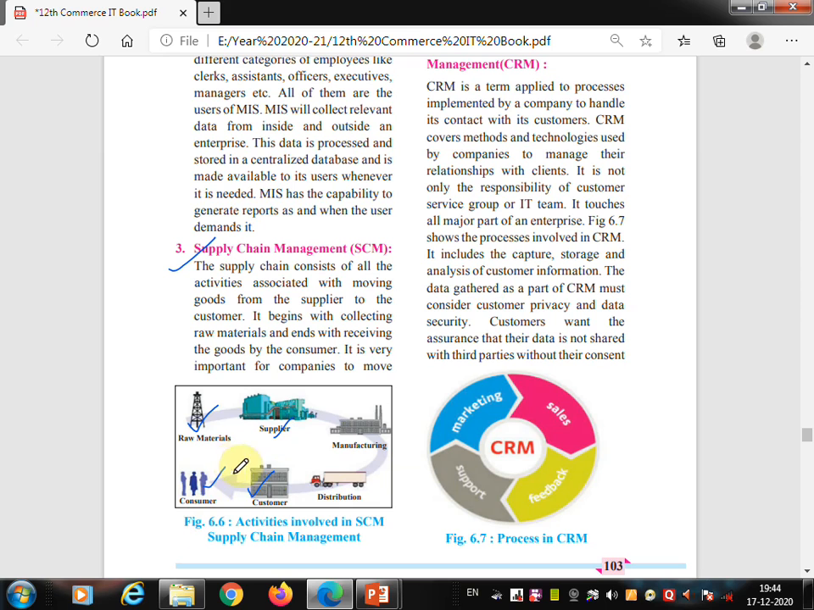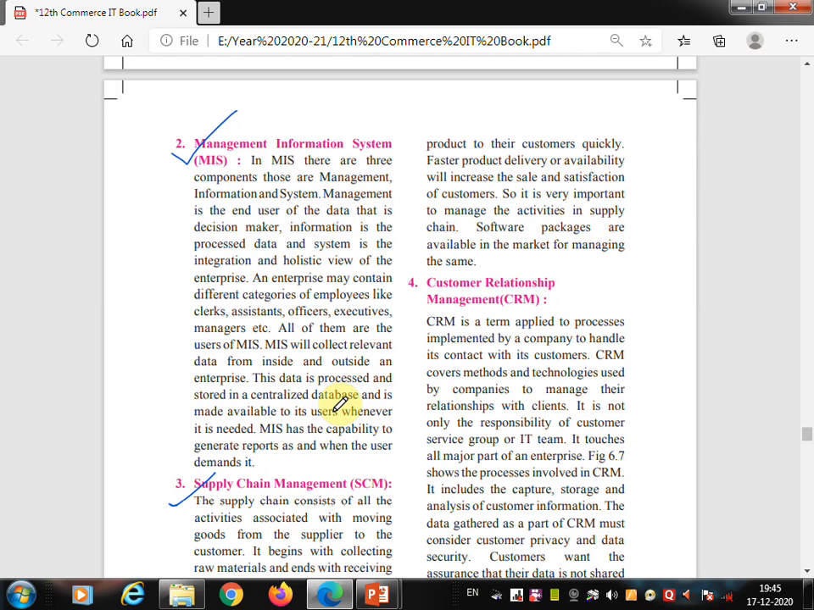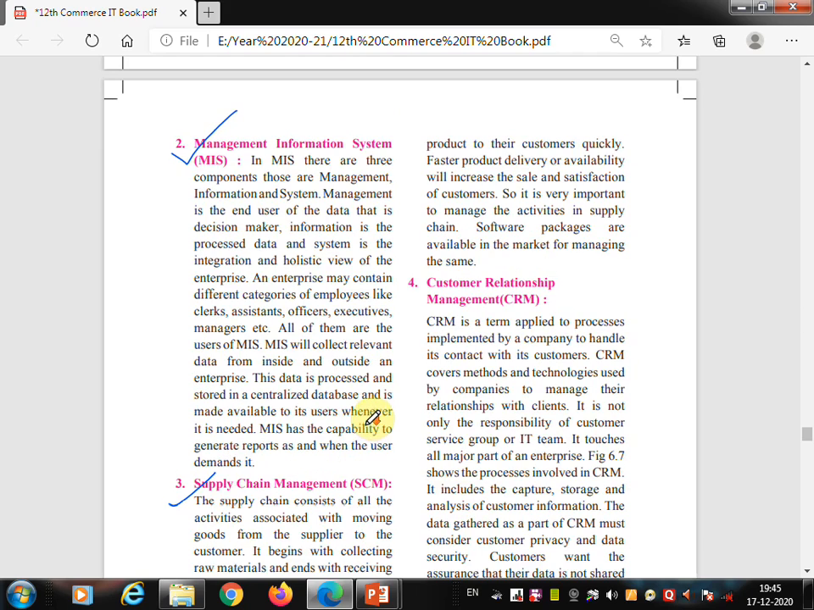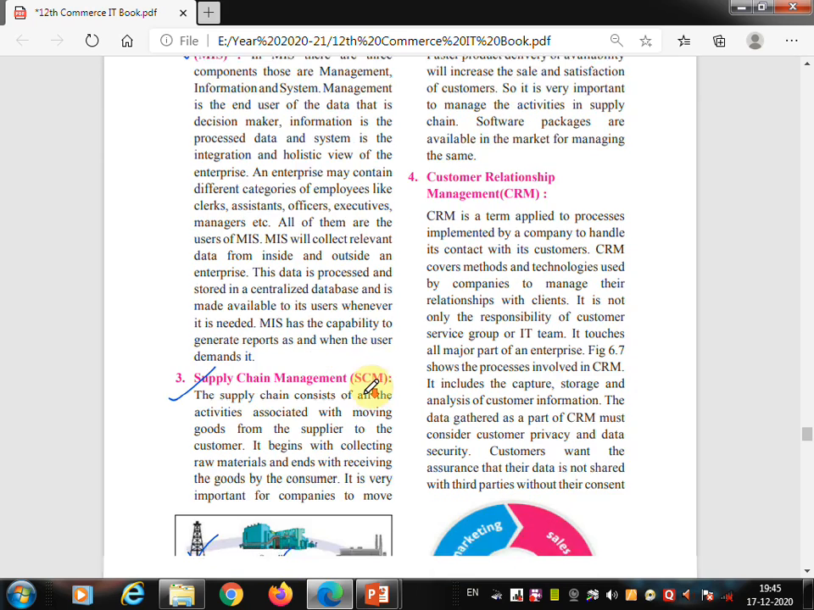It is very important for companies to move products to their customers quickly. Faster product delivery or availability will increase sales and the satisfaction of the customer. So it is very important to manage the activities in the supply chain. Software packages are available in the market for managing the same.